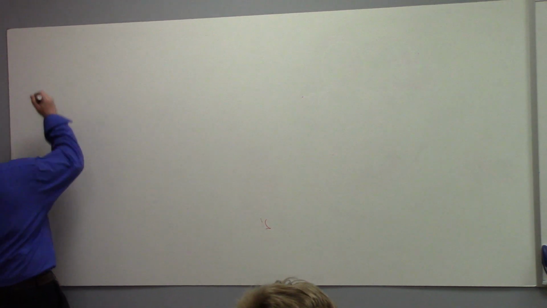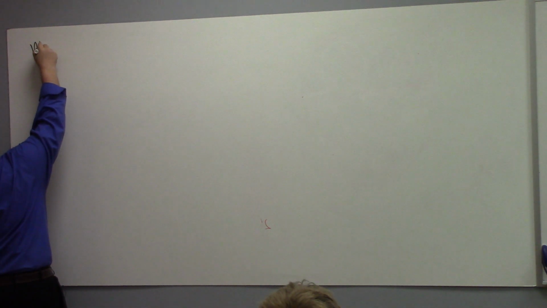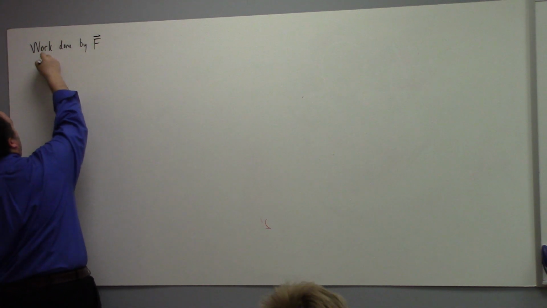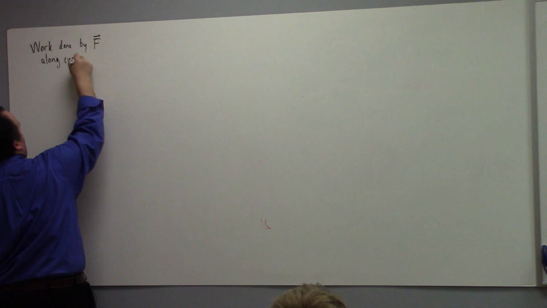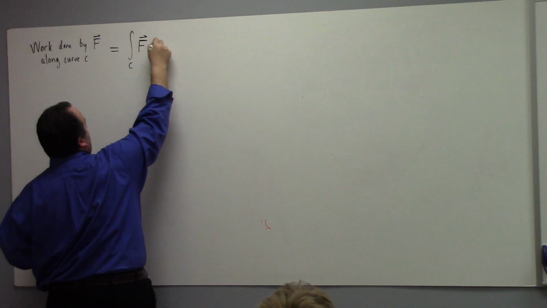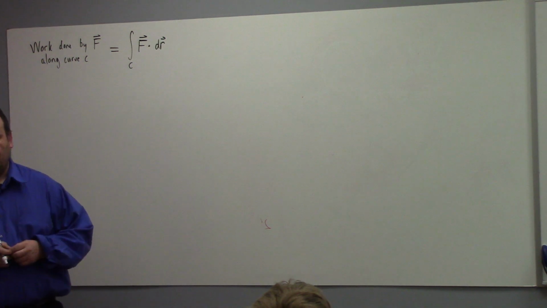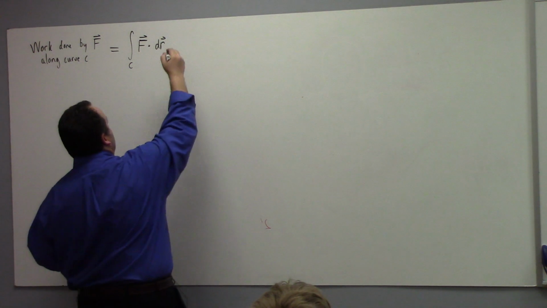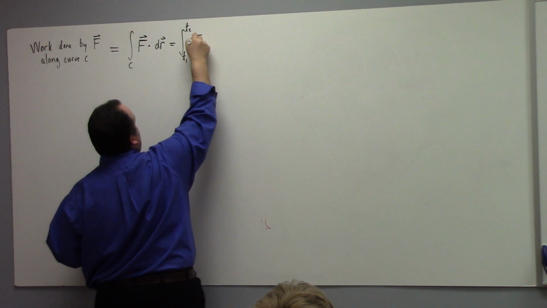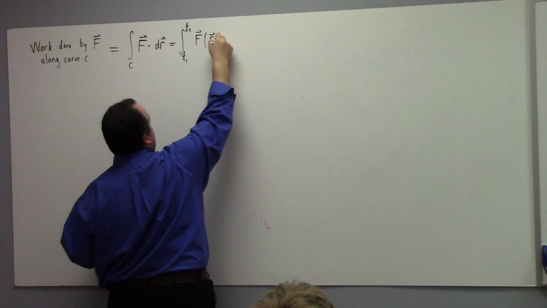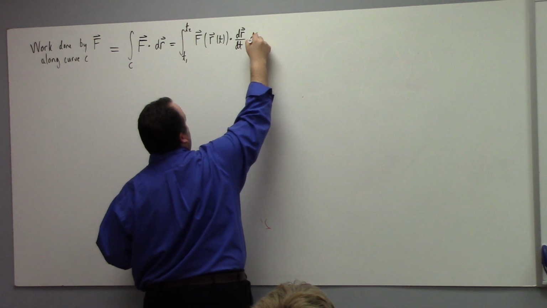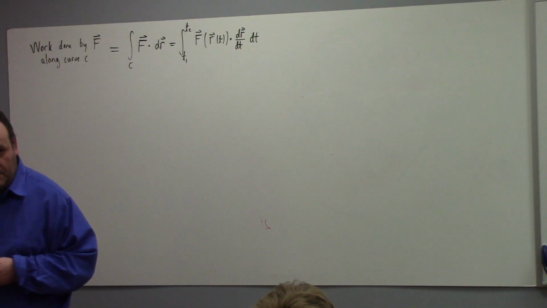Okay, so let me quickly review a couple things. We defined work, right? Work done by a force F along curve C was equal to the integral along C of F dot dr. And I further revealed that the definition of that is the integral, say from T1 to T2, where you take your vector field, evaluate it at the parameterization of the curve, and then take the dot product with the velocity, and integrate that over time. So that's the definition of the work integral.